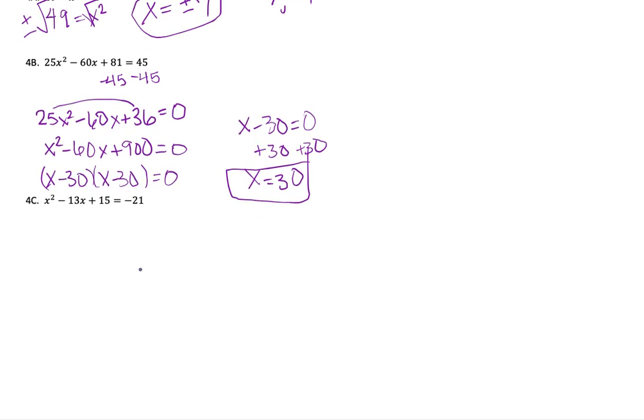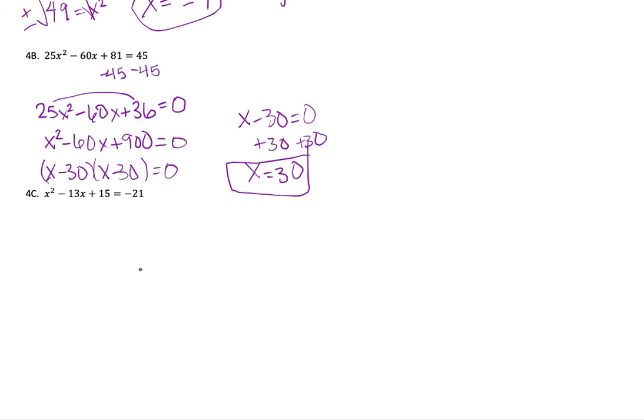The last one I'm going through today for this lesson is this one. So I'm going to add 21 to both sides, which leaves me with x squared minus 13x and 36 equals 0.